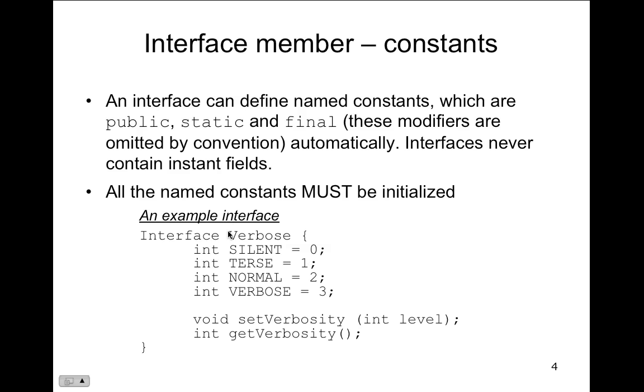And now we have a method down here, setVerbosity, that takes in an integer level. It's going to run something. So the method in there would have to be implemented if we were to extend the class from this.